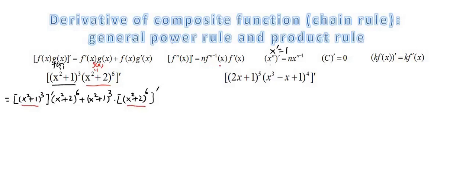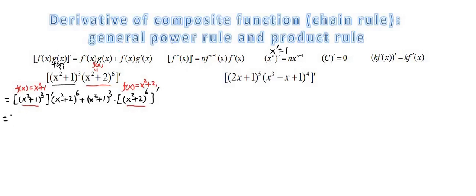For the general power rule, we need to find what is f(x). For this one, we can tell f(x) is x squared plus 1. Right? And the n is 3. And for this derivative, we have f(x) equals x squared plus 2. And we have n equals 6. Okay, now let's follow the general power rule.